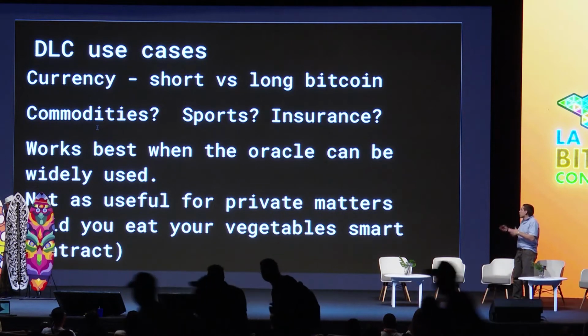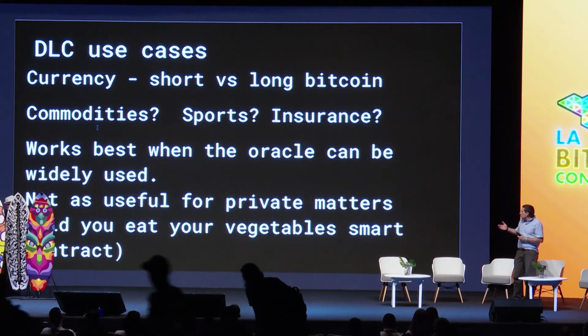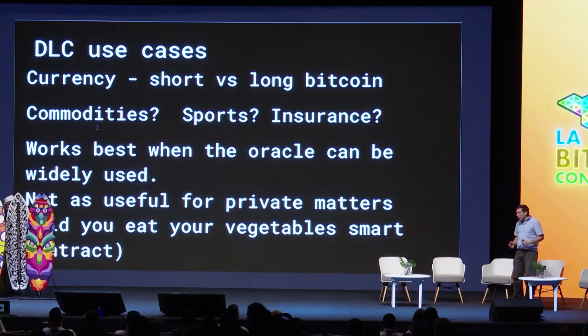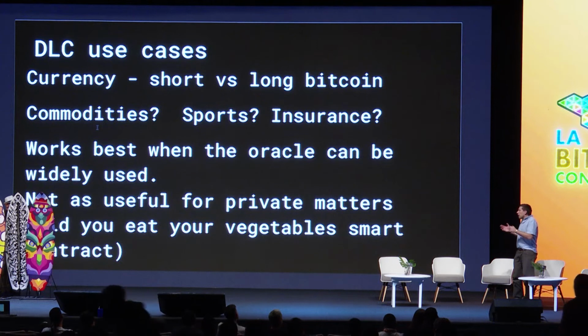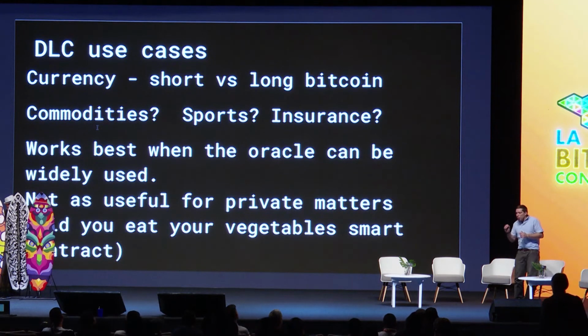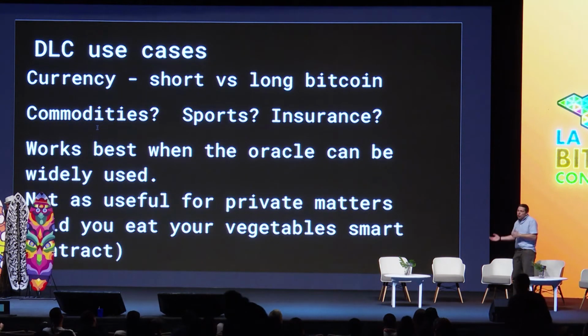They're happy, right? They want to make that bet. You could do commodities, sports. I think it works best when the Oracle is widely used. The anonymity and privacy don't help if it's a private thing. If you say, did you eat your vegetables, let's make a smart contract, well, who's the Oracle going to be? If the mom says to the kid, let's make a smart contract, the mom's going to be the Oracle, or maybe the dad. So it's not really independent. You want something that's widely agreed upon so everyone can see this.